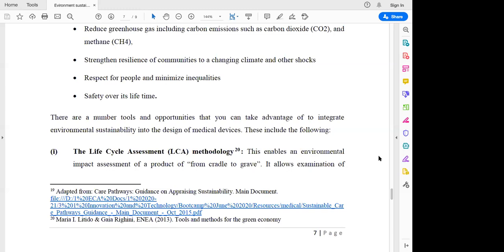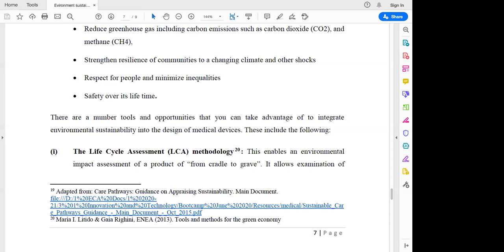For you to be able to do this, there are a number of tools that you can use, and there's a lot of literature that actually tells you what kind of tools you can use to integrate environmental sustainability into your design. My favorite tool is the life cycle assessment methodology, which does enable you to undertake an environmental impact assessment of the product from cradle to grave. That means from its birth to the time when it's disposed.